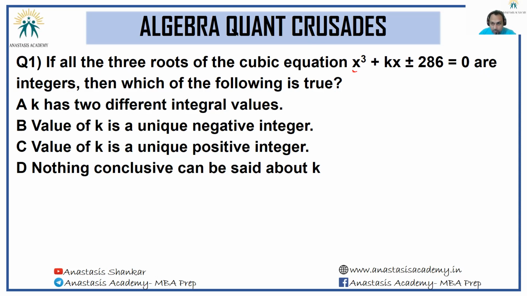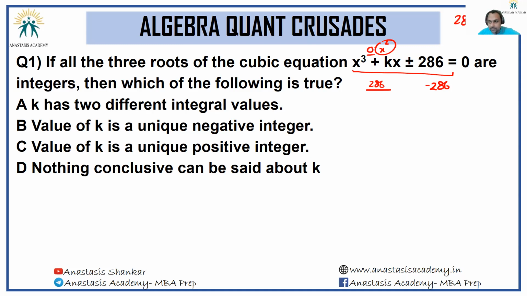Now see, this is a cubic expression, and within this we don't really have the term x square, which means its coefficient should be 0, and the coefficient of the second highest power is the sum of the roots. We know the product of the roots is either 286 or minus 286, and the sum is 0. If the sum is 0 and the product turned out to be 286, it could potentially be when two roots are negative and one is positive.